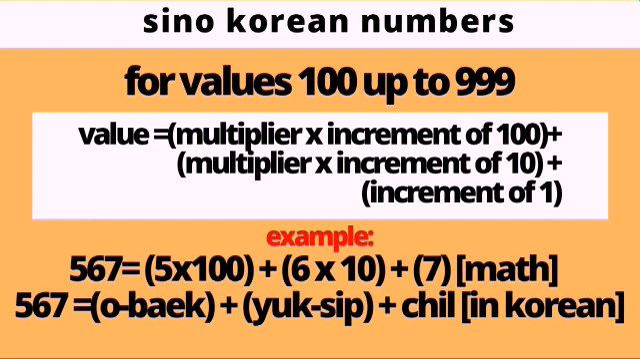And then the last part of this example is the increment of 1, which is number 7. And we already know that the Sino-Korean version of number 7 is Chil. So if we combine 560 and 7, it will result to a Sino-Korean number which is read as Obek Yukship Chil. So 567 is actually read as Obek Yukship Chil.